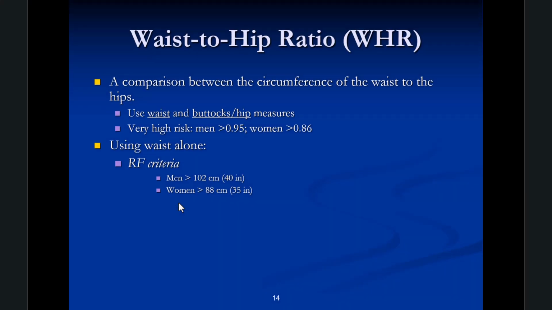And then with the circumference measure, you can get a little bit more data. By using the waist and the buttock slash hip ratio or measurement, you can actually get a ratio called the waist hip ratio. And that gives you some idea of body fat distribution between the upper and lower body. And I put up here some numbers, what's considered very high risk for men and women.